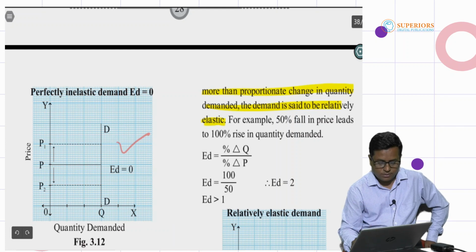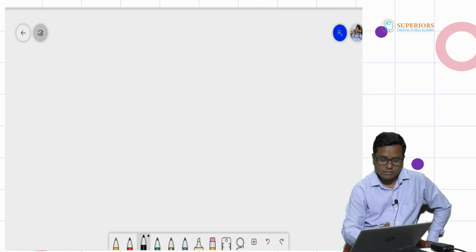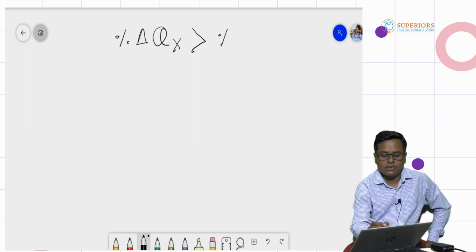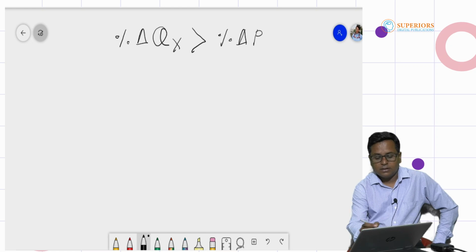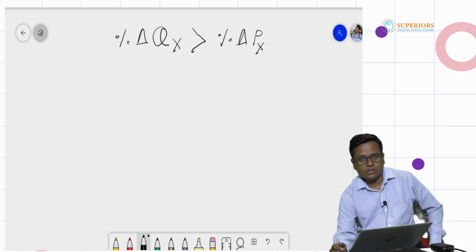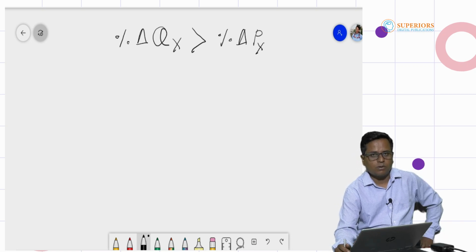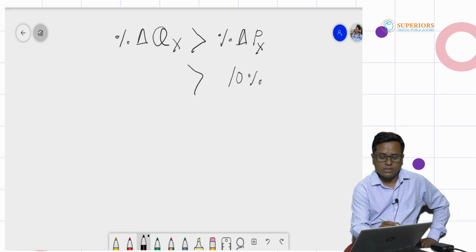In simple words, demand is said to be relatively elastic when percentage change in quantity demanded is greater than percentage change in its price. Here, a certain percentage change in price causes more than proportionate change in quantity demanded. For example, suppose there is a 10% change in price of a commodity which caused a 20% change in quantity demanded of the commodity.